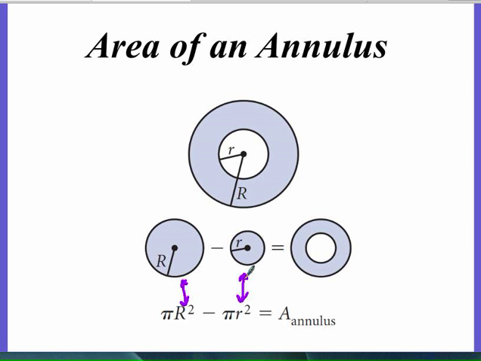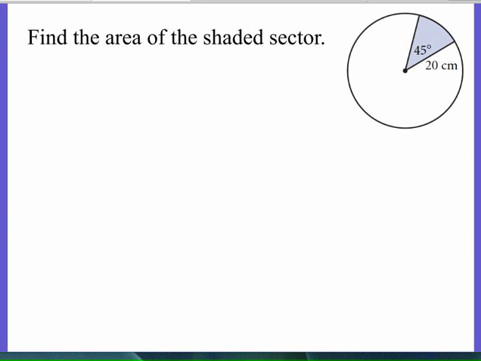So now the next thing we're going to do is look at an example of each of these, and then we'll be done for today and you'll be able to work. So let's go ahead and look at this. It says find the area of the shaded sector. So we need to identify which of the three, and it tells us it's a sector. So we're going to go to that formula. That formula states A divided by 360 times pi r squared.